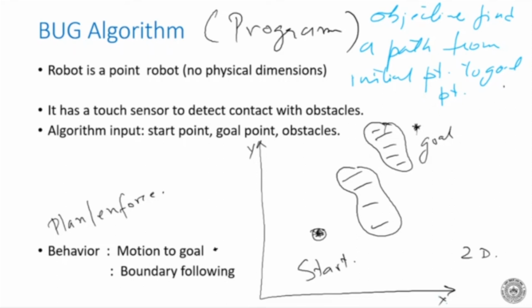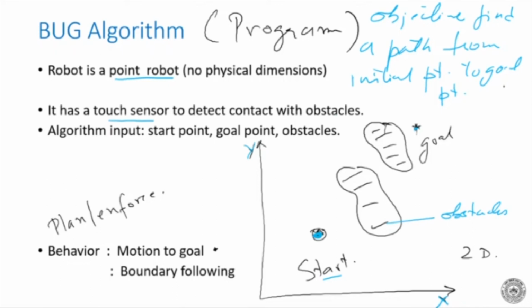I'm marking my x-axis and my y-axis, and this is my start point. We call it start, and that's my goal, and these are obstacles. Now, a couple of simplifications or assumptions we make. The first is that the robot is a point robot. It has no physical dimension. Next, it has a touch sensor to detect contact with the obstacle. The moment it makes contact with any obstacle, it knows that contact has been made.